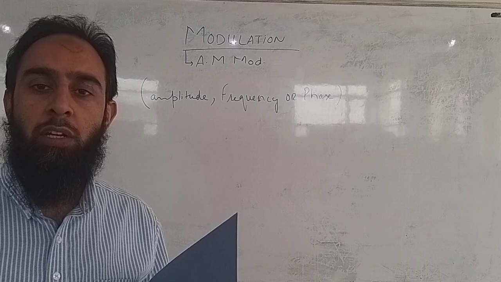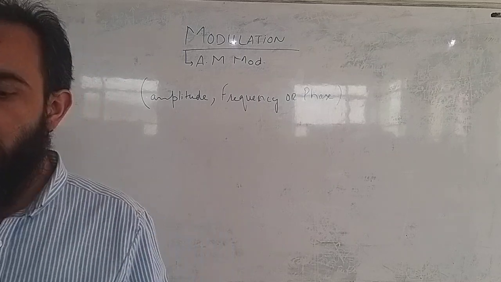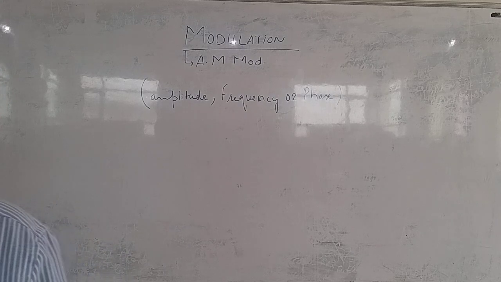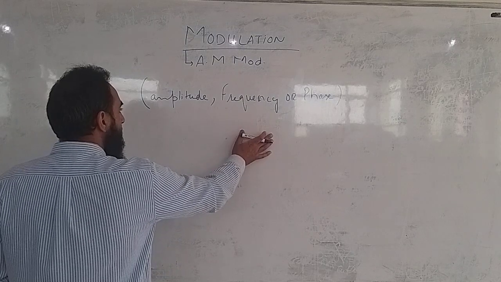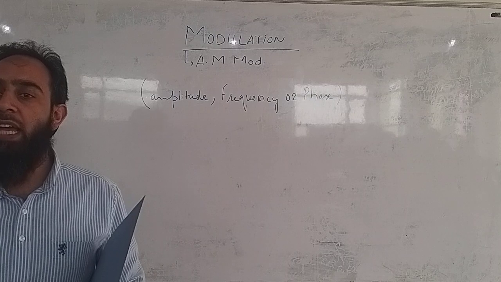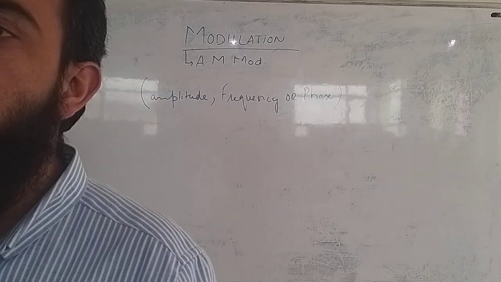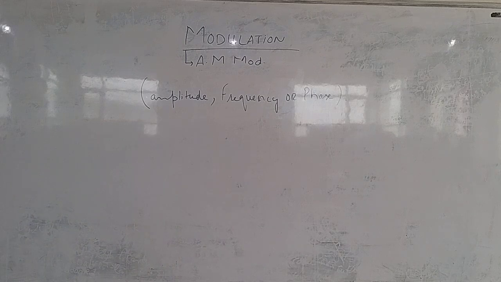It is the process, I'll repeat, listen to me, anyone who arrived late. It is the process in which one of the parameter, in brackets you will write amplitude, frequency or phase of the carrier wave will be varied linearly in accordance with message signal amplitude variations.